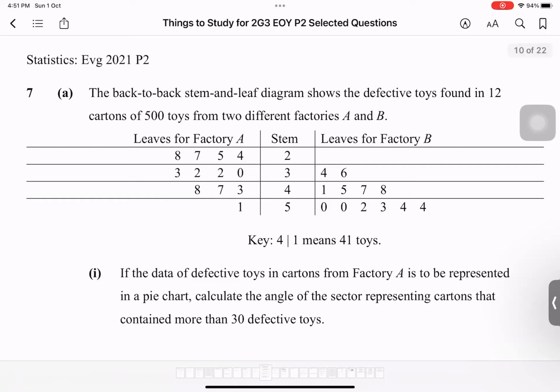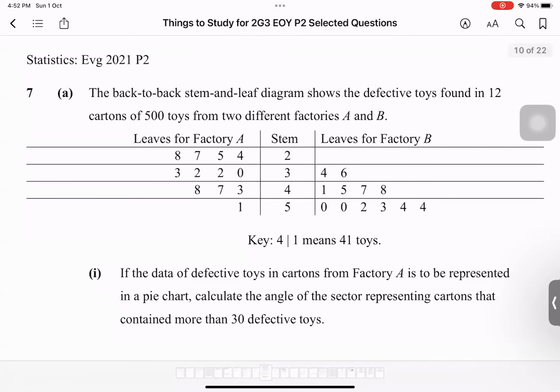If we are talking about defective toys, then we should know that it is not very good to have defective toys. So we will not want a factory that produces a lot of defective toys. So do take note. And then there are 12 cartons of 500 toys in total. So each carton has 500 toys, and there are 12 cartons from each of the different factories.